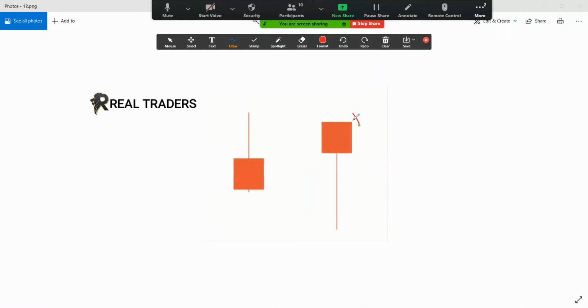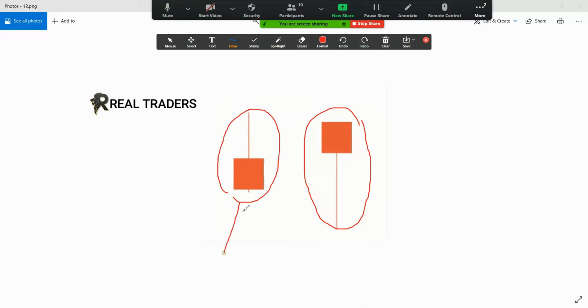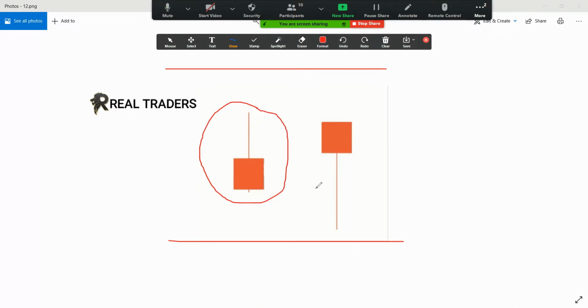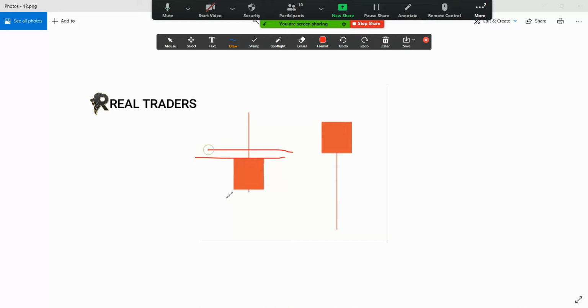Okay, so this is a hammer. What about this one? This is an inverted hammer or a shooting star candle. This one also acts the same as a hammer. In the middle of the trend, this candle also continues the market, and at the SNR level, it will reverse the market. So let me show you some examples to be clear.